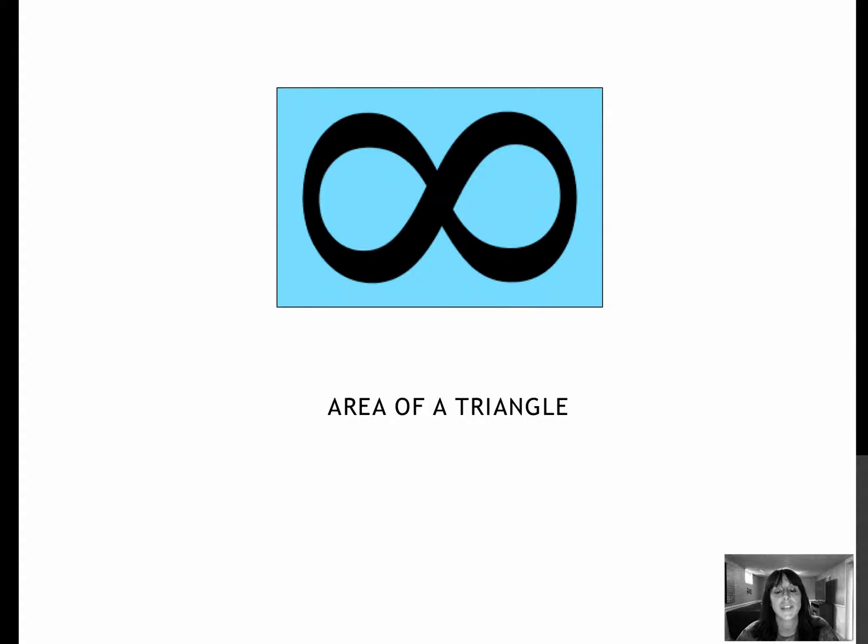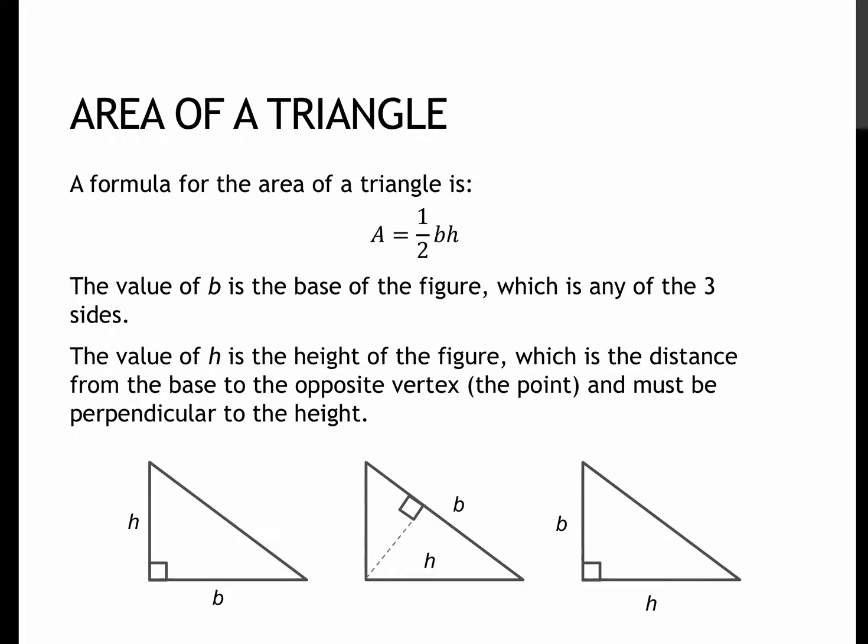In this lesson, we're going to find the area of a triangle. We're finding the area of a triangle in this lesson because in order to find the area of a triangle, you have to multiply by a fraction. So we're taking 1/2 of base times height. Base is really any side of our figure that you want.